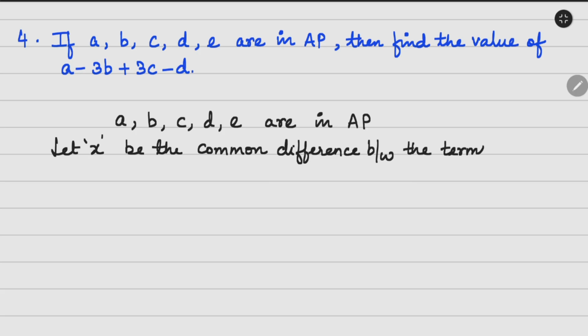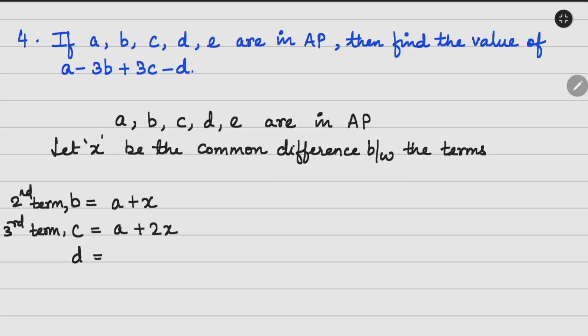Therefore, what is B equal to? The second term, B, is equal to A plus X. The third term, C, is equal to A plus 2X. This is your second term. This is your third term.